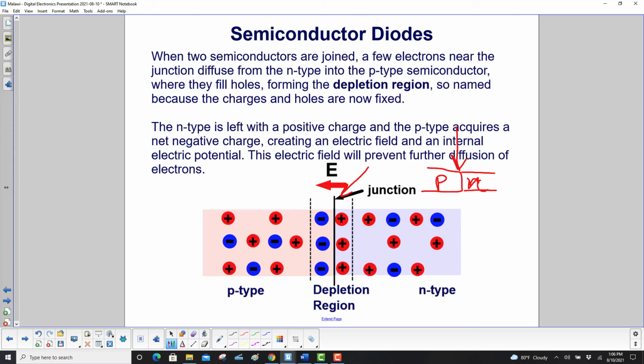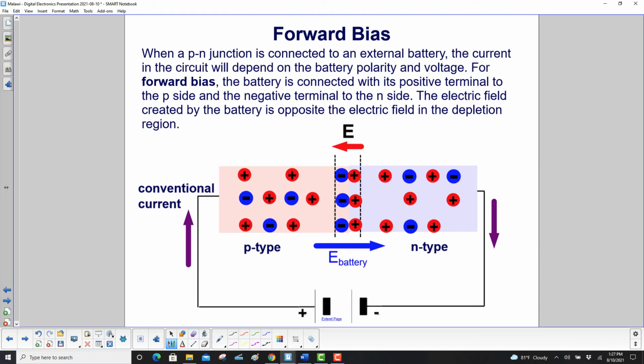Those electrons will diffuse from the n-type into the p-type semiconductor where they fill holes. That forms a depletion region, which is named because the charges and holes are now fixed. And why is that? Well, the n-type now has a positive charge, and the p-type acquires a net negative charge because the electrons moved in that direction. That will create an electric field and an internal electric potential. The electric field points from positive to negative, and it's strong enough that it will stop any more electrons from moving to the left.